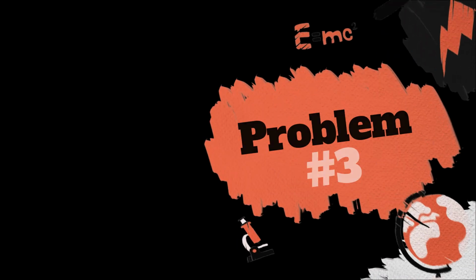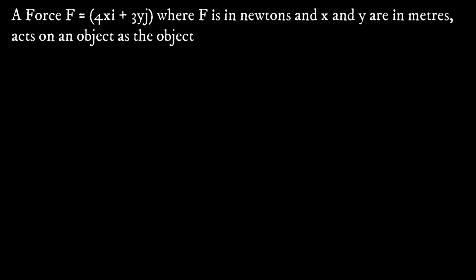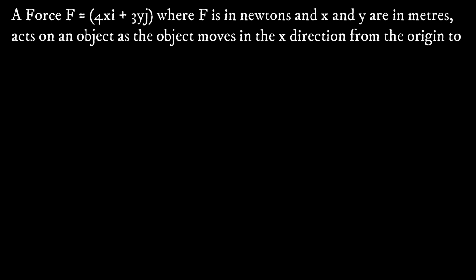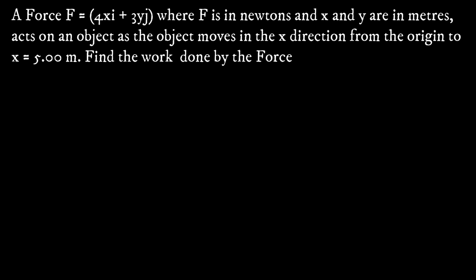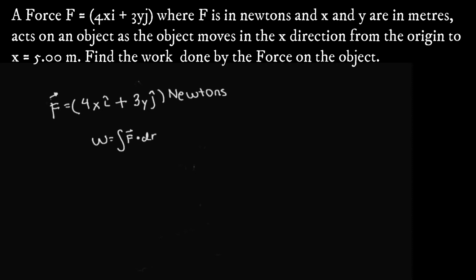A force F equals 4xi plus 3yj, where F is in newtons and x and y are in meters, acts on an object as the object moves in the x direction from the origin to x equals 5 meters. Find the work done by the force on this object. So we know that the force vector is equal to 4xi plus 3yj. We need to find the work done from x equals 0 to x equals 5 meters.